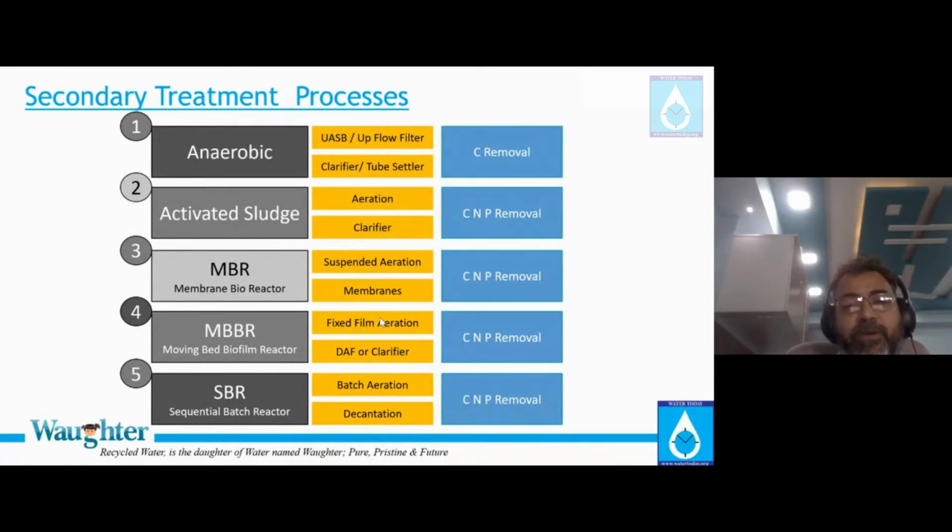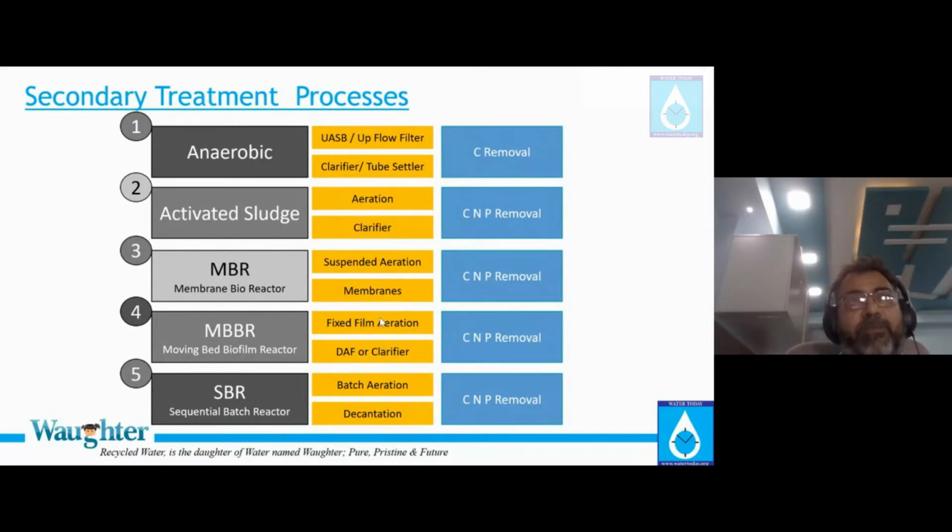Activated sludge, CNP removal; MBR, CNP removal; MBBR, CNP removal; and SBR again CNP removal. The key distinct feature of SBR is that it's a batch aeration and it has decantation. Nowhere else is there a decantation. In MBBR, you can use DAF. Now you understand the importance of DAF? Why should DAF be studied? Because DAF is a very good equipment to be used after MBBR.